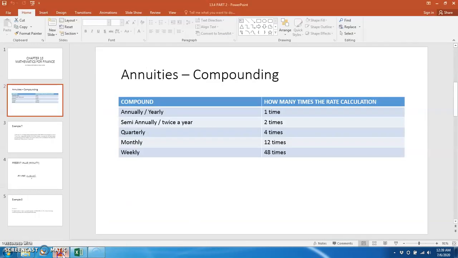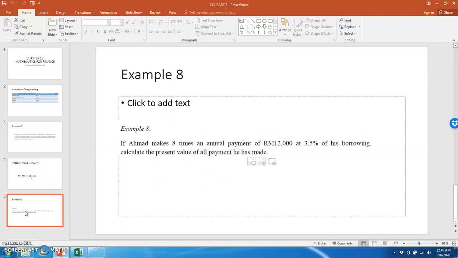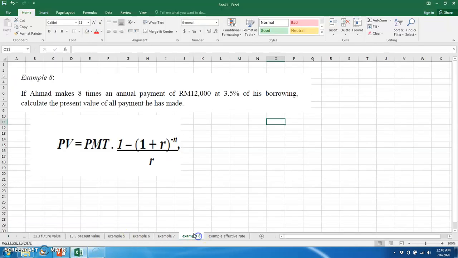Now let's check example 7, present value. So we already did the calculation. Now, if Ahmad makes 8 times of annual payment of 12,000 at 3.5 percent on his borrowing, calculate the present value of all the payments he has made. Now, they want to calculate the present value.